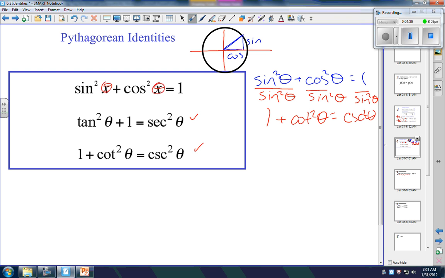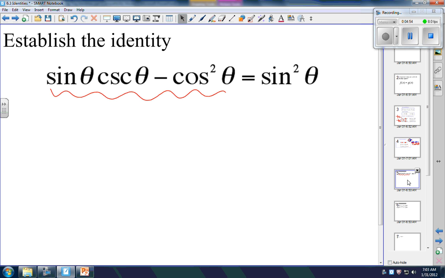So those are where those three come from. We may be using those as well, not so much today, but definitely on the second day of doing these identities. Okay, so keep those in mind. All right, back to this first one.